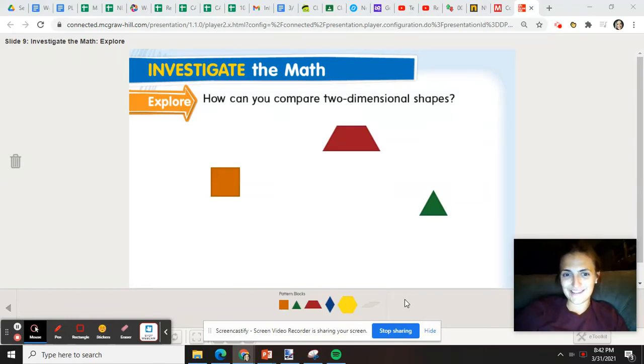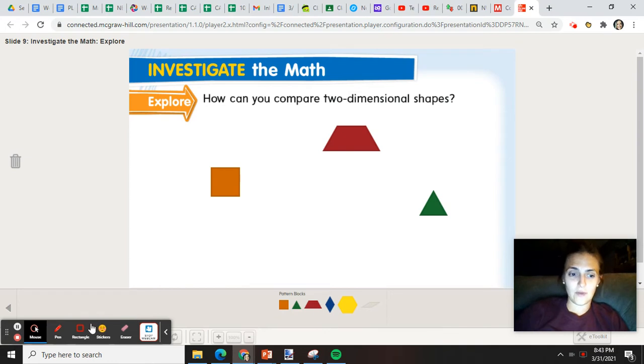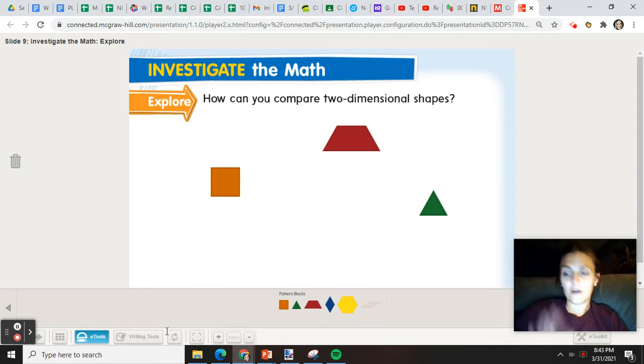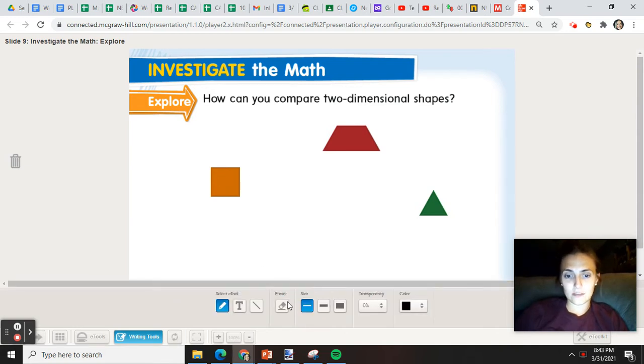All right. Hi, guys. So, for today in math, we're talking about how you compare two-dimensional shapes. And like we've been talking all week, we look at their attributes. We can look at how many sides and how many vertices each of our two-dimensional shapes have. So, Mrs. McSpadden is going to go through and draw in how many sides and vertices each of these has. So let me get my handy dandy pen out.